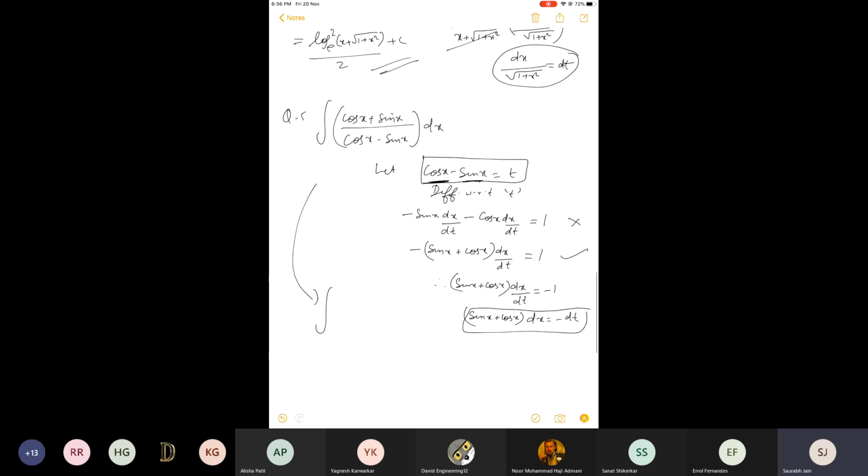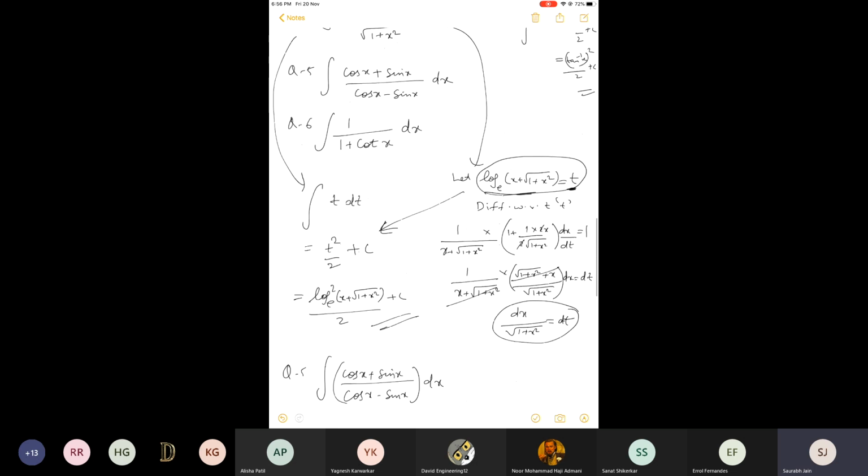Let us do the substitution. Cos x plus sin x dx. In place of this, we will write minus dt. In denominator, we write t. Once again, it changes to second formula. Answer will be minus ln t plus c. Put the value of t here. It will be ln of cos x minus sin x. This is the answer.